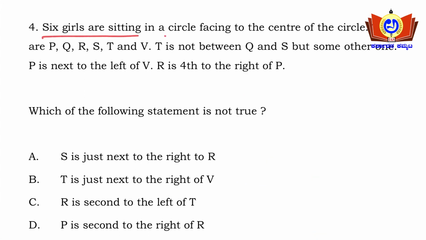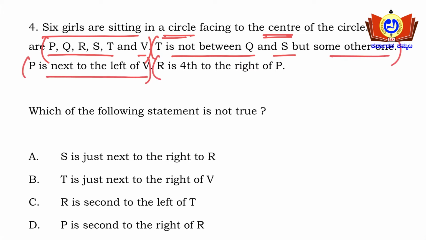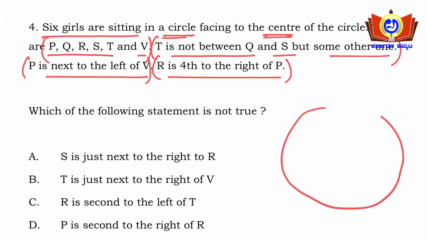6 girls are sitting in a circle facing the center. They are P, Q, R, S, T and V. Okay, and the condition is T is not between Q and S but some other one. P is next to the left of V. So R is fourth to the right of P. Okay, see here, I'll try to draw a circle here. So P, Q, R, S, T and V are there. Okay, see here, R is fourth to the right of P. It is given here. R is fourth to the right of P.